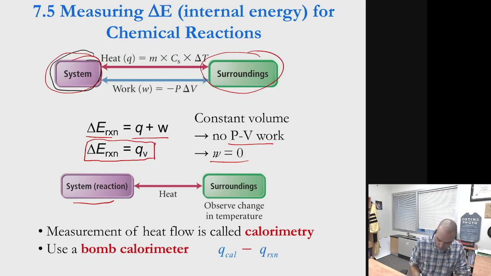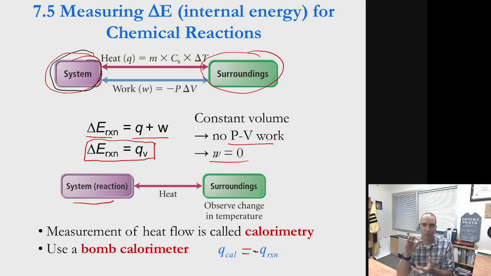Q cal, the heat change in the calorimeter, will be equal and opposite to the heat change of the reaction. And if we kept a constant volume, we've held it rigid, then we are going to eliminate any work, and all the energy that's transferred will correspond to the internal energy of that reaction.